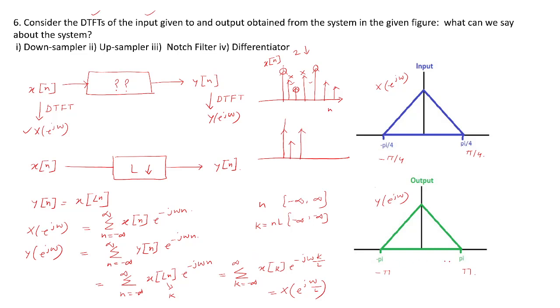So you can see the compression of frequency happens when you downsample the signal. Earlier it was ω, now it becomes ω over L. So to account for that, you need to spread the original spectrum. Sorry, I made a little notational mistake here.